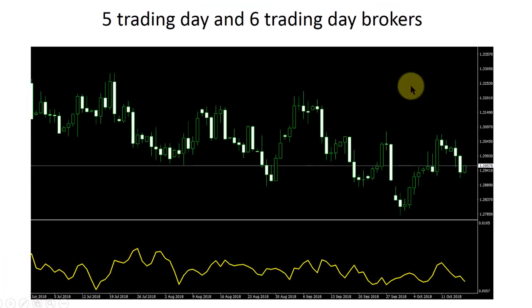Now, one thing I just need to make you aware of, that sometimes price charts have 5 trading days and sometimes they have 6 trading days. So the broker trades a portion of the Saturday or a portion of the Sunday. And that sometimes distorts some of the readings that you will get when using this indicator, but it's not serious. I'm just making you aware of it.